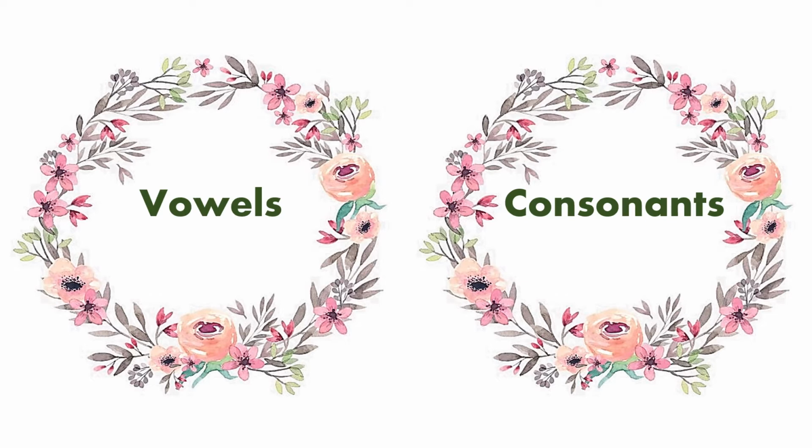Today we're going to learn what consonants and vowels are. Let's start with vowels. There are 5. Let's spell them. A, E, I, O, U.